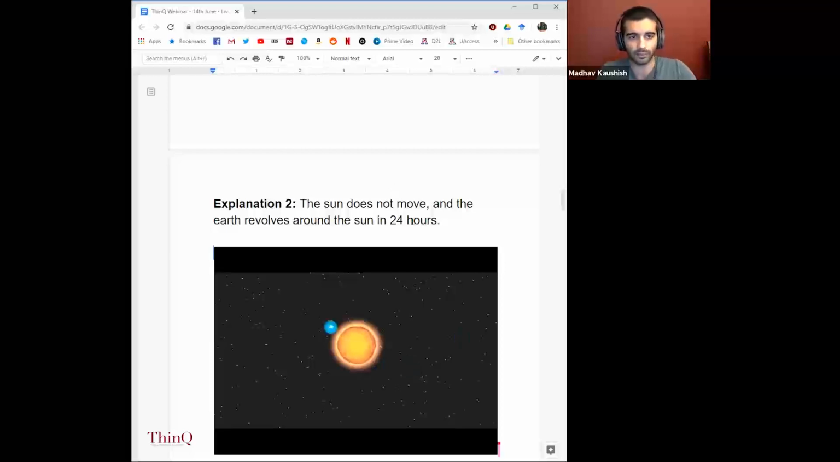Now another explanation is that the sun doesn't move and the earth revolves around the sun in a day, or 24-hour period, or whatever you want to call it. So you can see that also explains it. If you were here on the earth, and this is the sun, it's daytime, and as it moves there, you're facing away from the sun. You're on this side of the finger, and it's nighttime. So that explains day and night as well.